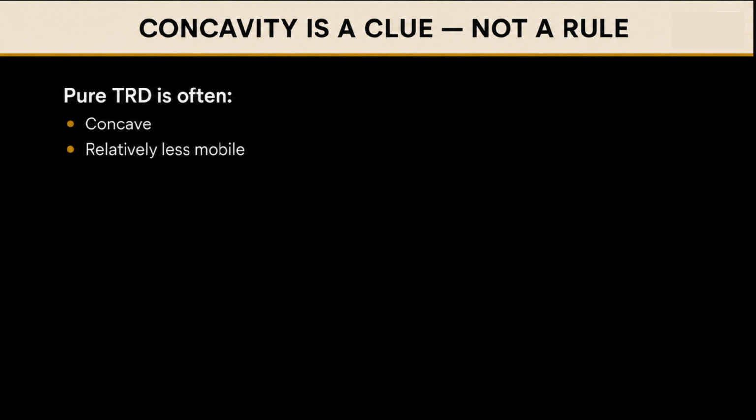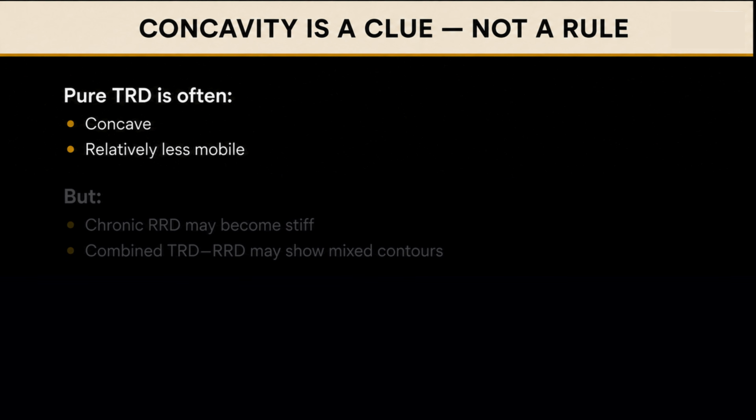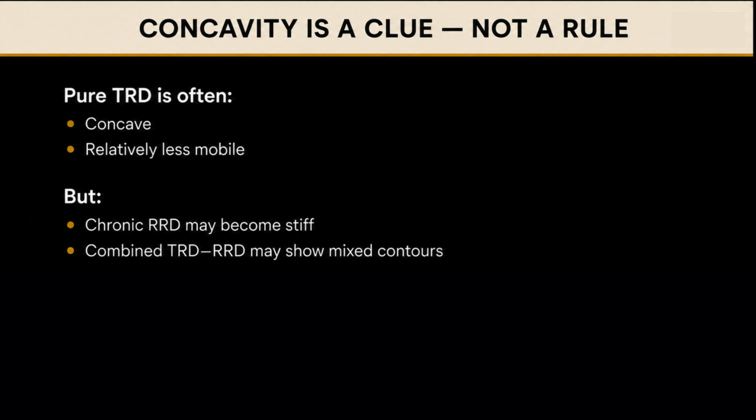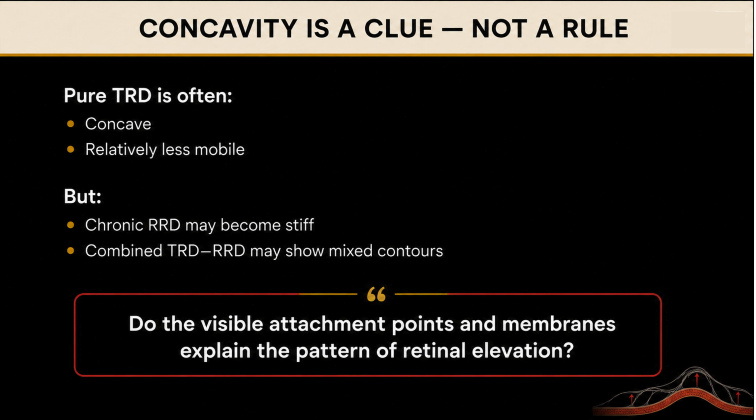Now, here's an important nuance. A pure TRD is often concave and relatively less mobile, but these are not mandatory findings. Chronic rhegmatogenous detachment with fibrosis or PVR changes can also become stiff, and combined tractional rhegmatogenous detachment may also show mixed shapes. So instead of relying on a single shape descriptor, the key question is, do the visible attachment points and the membranes that I see explain the pattern of the retinal elevation or configuration? If you follow that question, you'll be able to diagnose better.